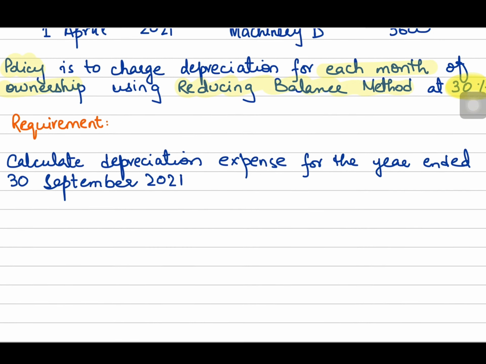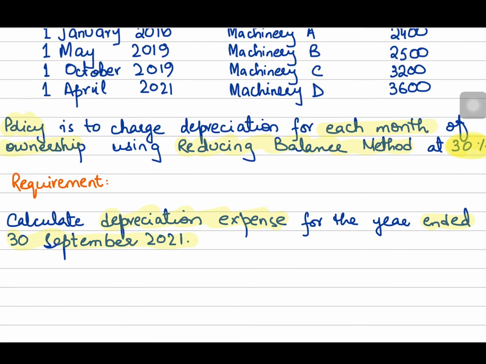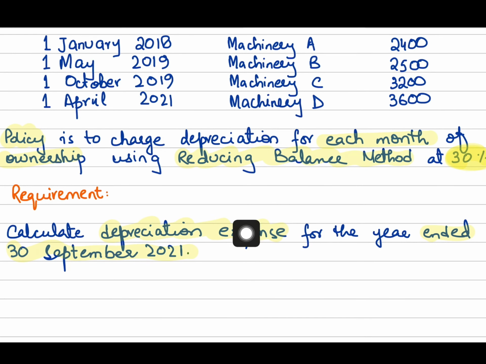Now the requirement is to calculate depreciation expense for the year ended 30th September 2021. So is it possible that I directly calculate depreciation for the year in question, that is 30th September 2021? Can I do this? No. And why is that so? This is because I am following the reducing balance method, and we know that on using reducing balance method we calculate depreciation on the net book value.